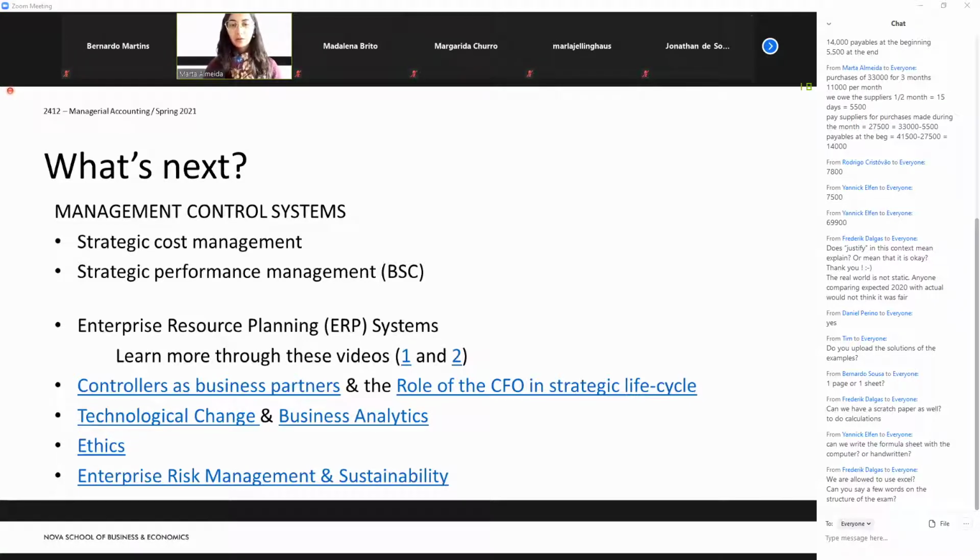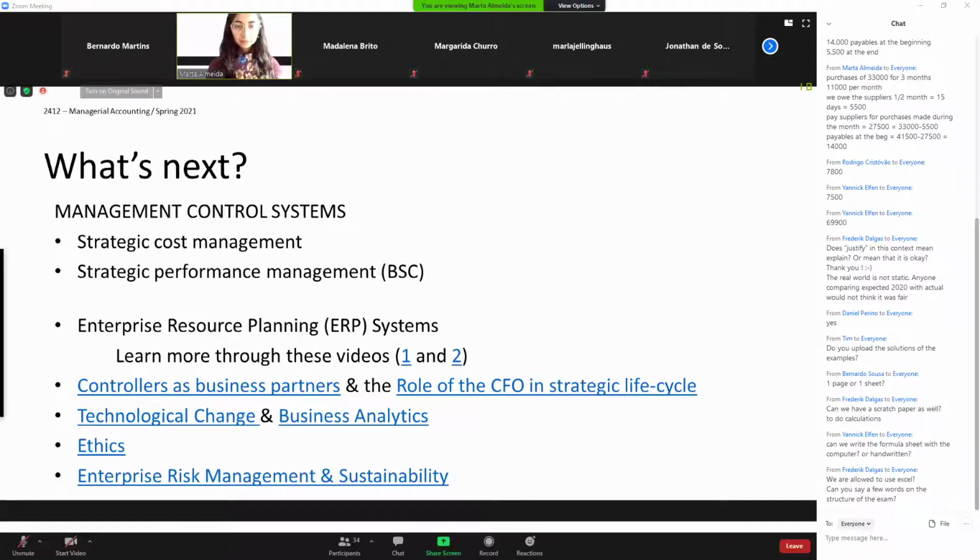Then I also have there the role of the CFO in the strategic life cycle. Then I have articles in terms of technological change, business analytics, big data, ethics, very important, and enterprise risk management, sustainability. All of these are topics that are emerging, that are very topical at the moment in relation to management accounting. But we didn't have time to cover this on the course, but you can read and learn more about this in the book and also in these articles that I share here on the slides.